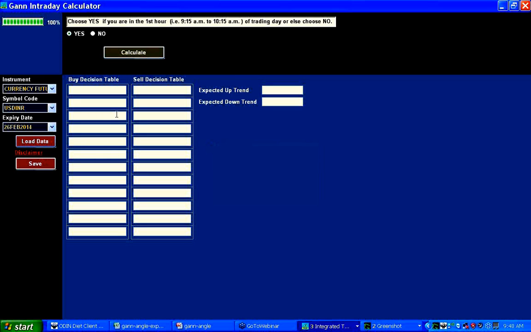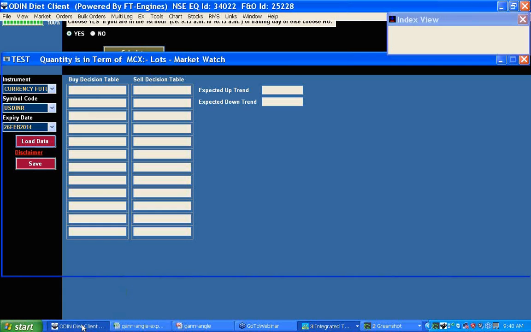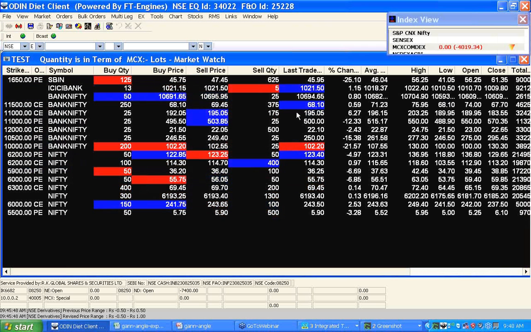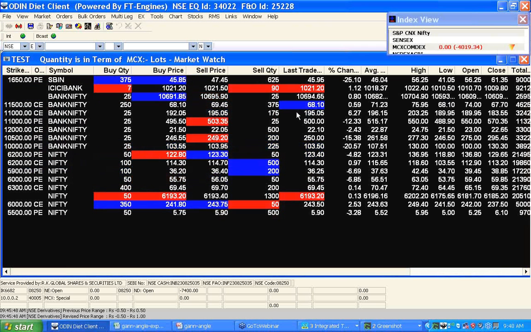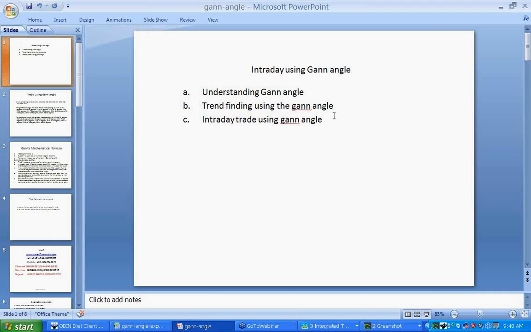Here, it is the same principle you have seen, programmed with data automation, that's all. There is no alteration in the principle, only a little bit of modification. So you can make three broad uses of this Gann angle principle.